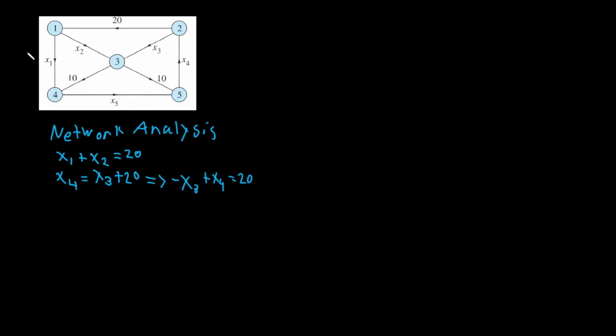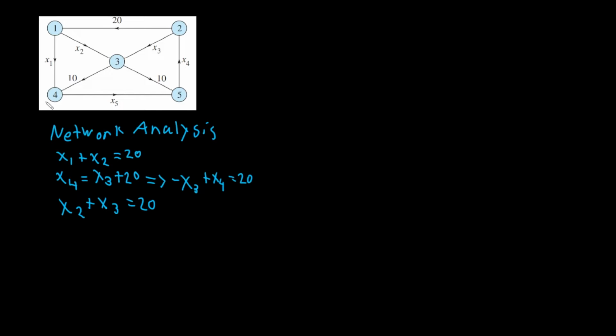Now let's move on to junction 3. So we have two flows into junction 3, x2 and x3, and two flows out of junction 3, which are 10 and 10. So flow in, which is x2 plus x3, has to equal flow out, which is 10 plus 10, which is equal to 20. Now we'll have two more equations because we need to write one equation for each junction, and there are 5 junctions, which means there must be 5 equations in the system.